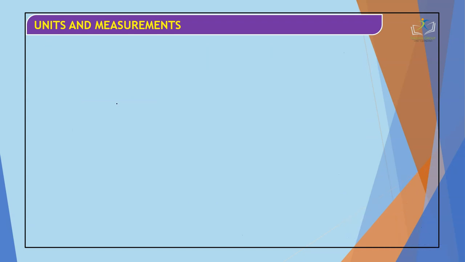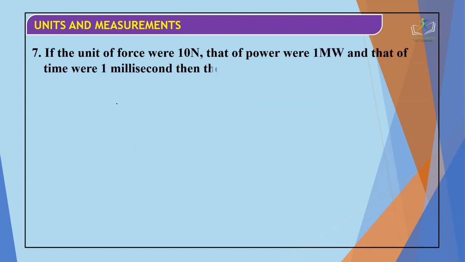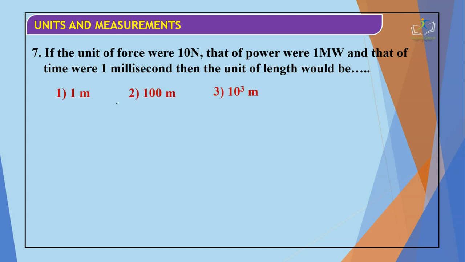Okay, the next question which we have: if the unit of force were 10 Newton, that of power were 1 megawatt and that of time were 1 millisecond, then the unit of length would be 1 meter, 100 meter, 10 to the power 3 meter, 10 to the power minus 2 meter. So let us move to the solution part.